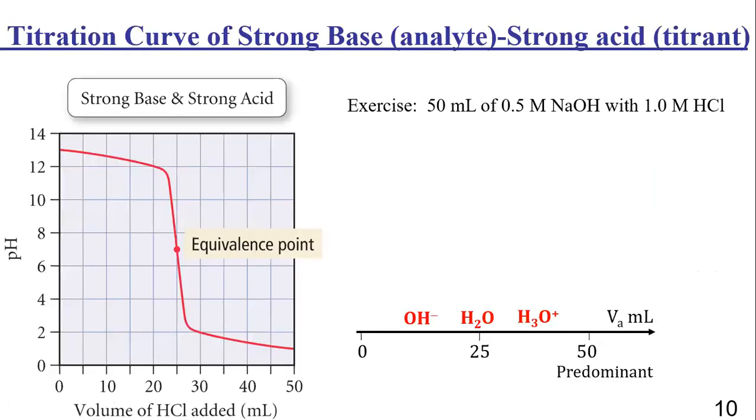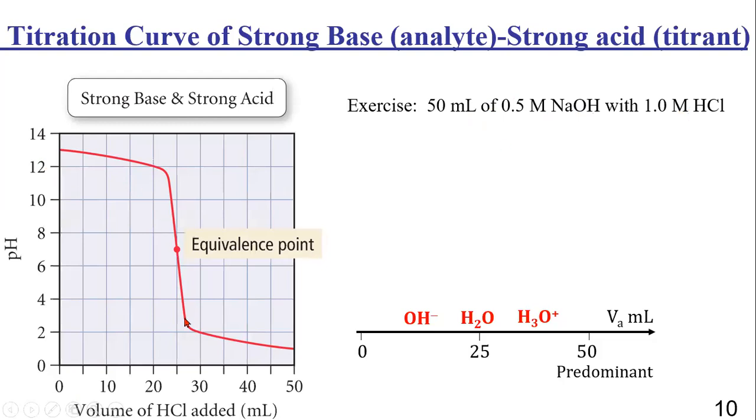Now, if we do a titration oppositely, where my analyte inside the beaker is OH minus and my titrant is a strong acid, HCl, then my x-axis will be the volume of HCl added, and my y-axis will be the pH change. So we're going to monitor the pH change as I add different volumes of HCl to some OH minus. Here's an exercise of 50 milliliters of 0.5 molar NaOH with 1 milliliter HCl.